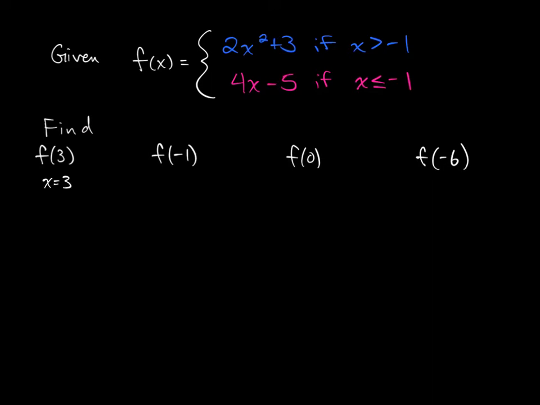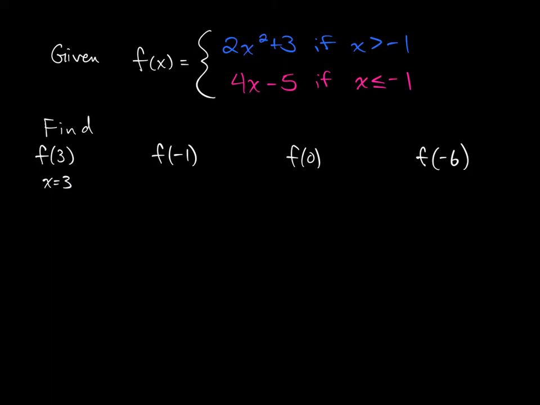And that's going to help us determine which function we use based on these little inequalities over here on the right. So we need to just substitute 3 in there and see which inequality is true. So we have 3, is 3 greater than negative 1, or is 3 less than or equal to negative 1? And in this case, 3 is greater than negative 1, so we will use the function 2x squared plus 3 for this input.